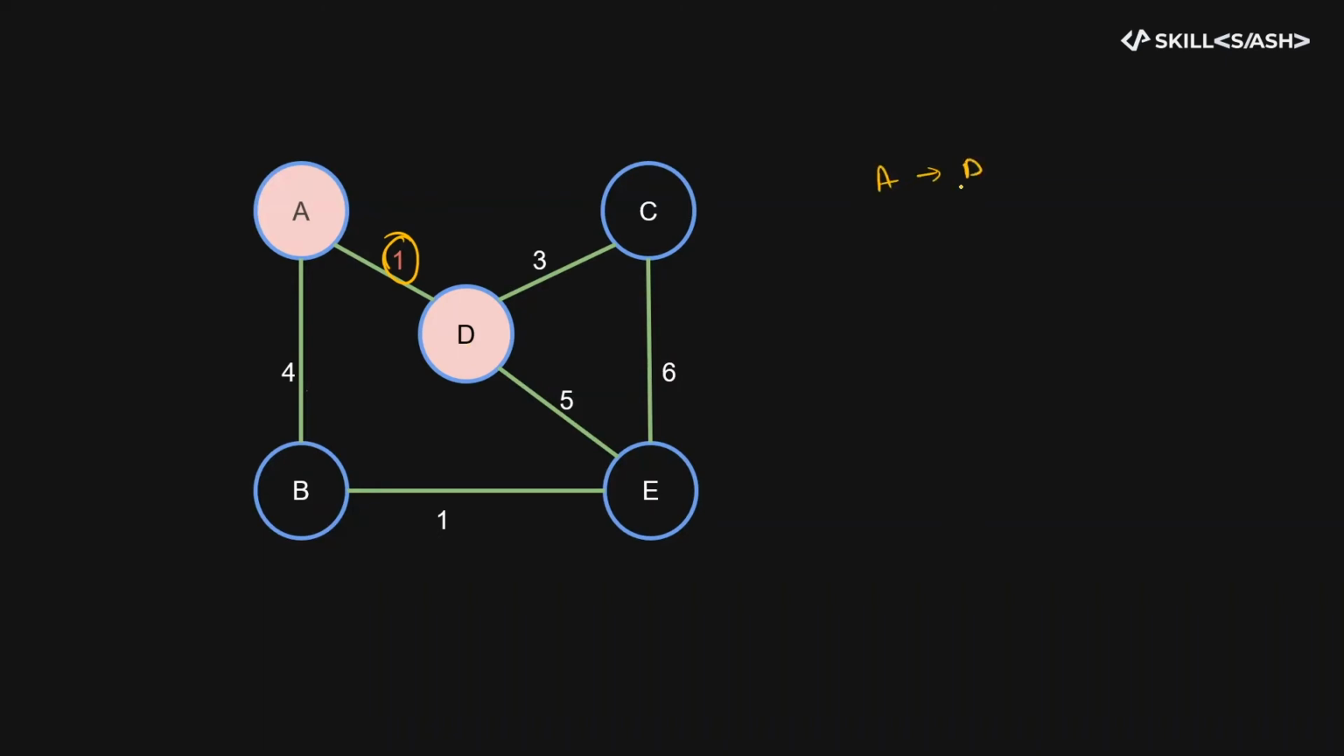A to D you went because it has an edge weight of 1. Now D to you have multiple options. D to C you can go with a 3 weight, D to E you can go with 5 weight, and there is one more option which is A to B, you can go with 4 weight option. Which one will you choose?